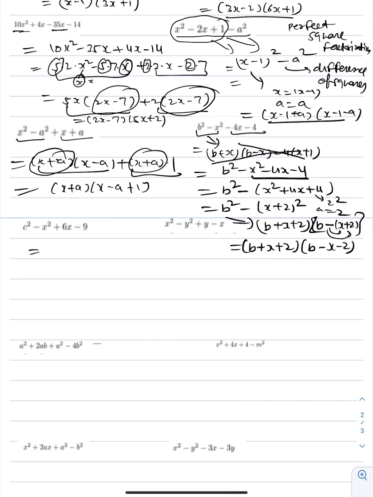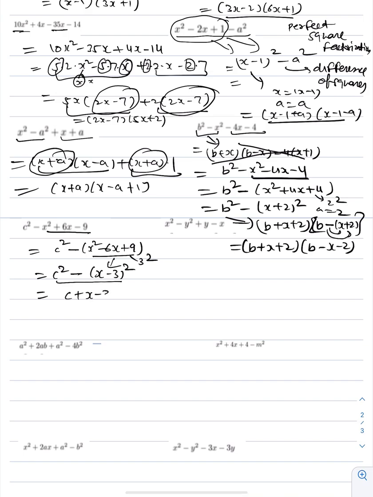So similarly, for this one, you take negative common from here. So x squared minus 6x plus 9. This is 3 squared. So you get c squared minus x minus 3 whole squared. And so this is using perfect square trinomial. And now you have to use difference of squares, which again is c plus x minus 3. And then you have c minus, I'm going to use another bracket here. You must write all the steps to avoid any calculation error. So minus x plus 3.